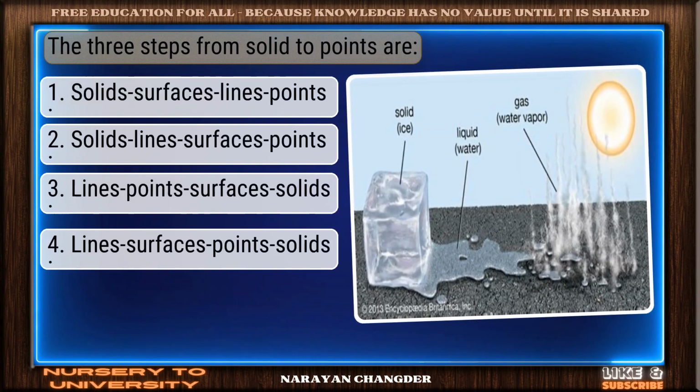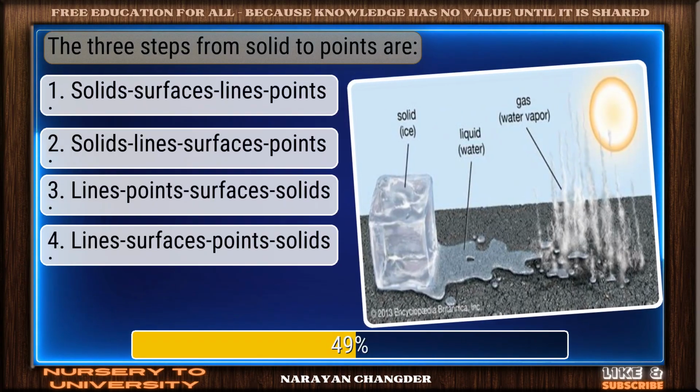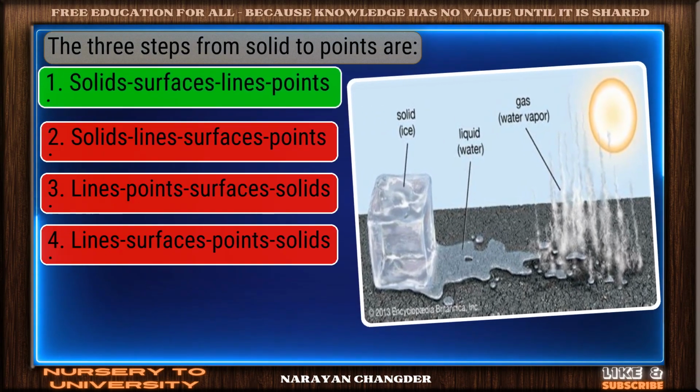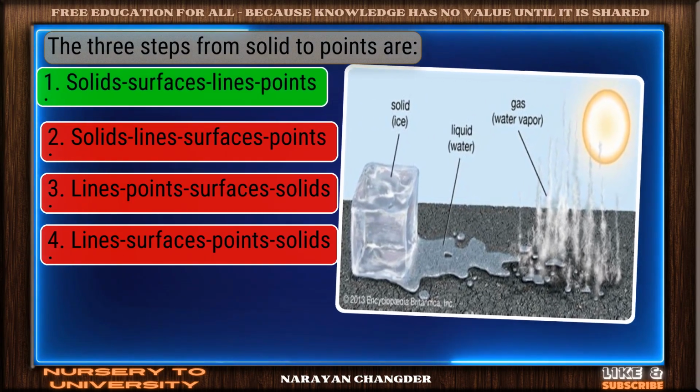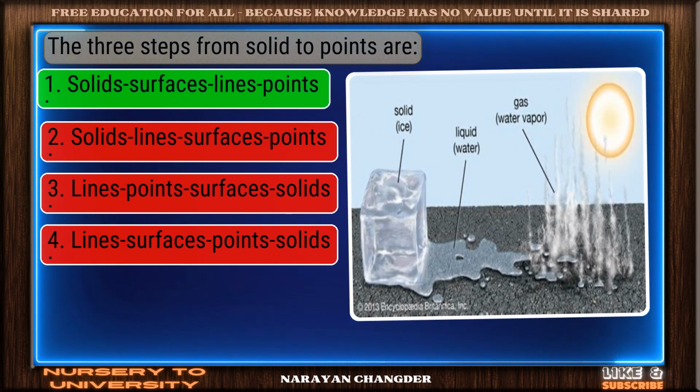Question number 40. The 3 steps from solid to points are. Well reasoned. Solid, surfaces, lines, points is the correct choice.